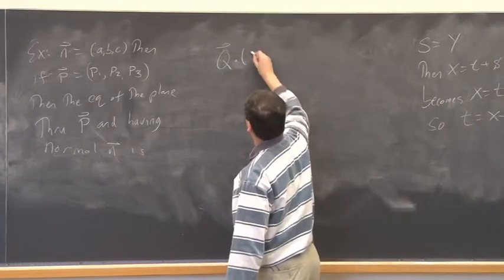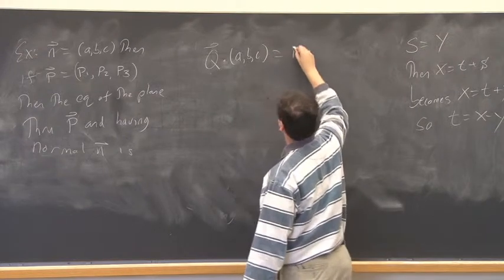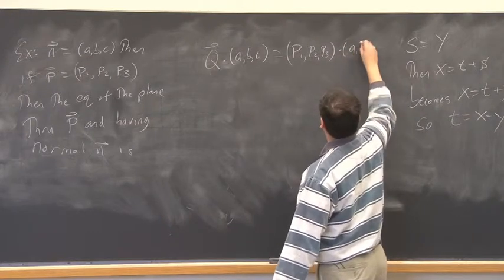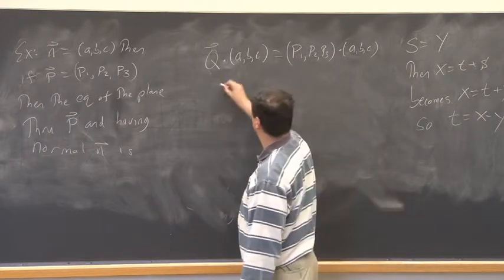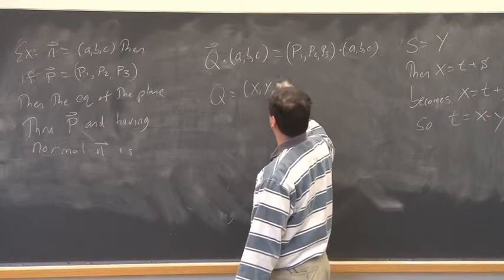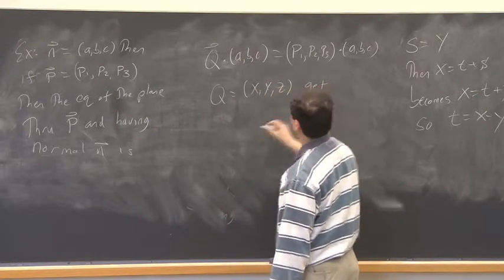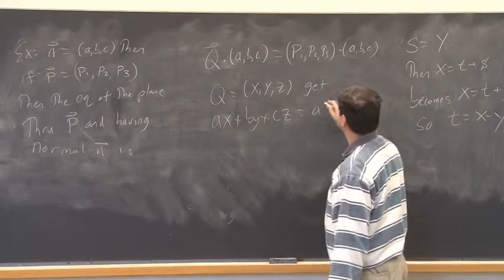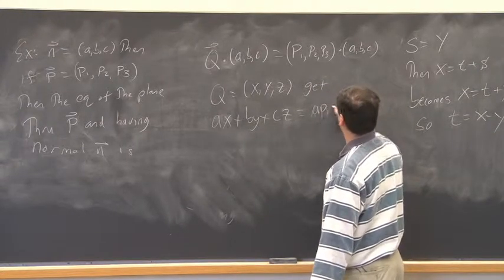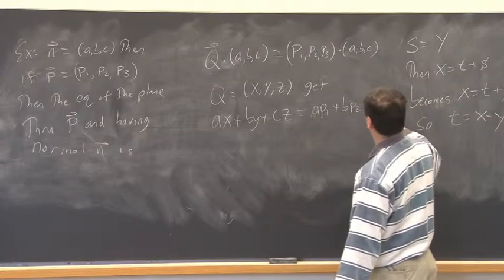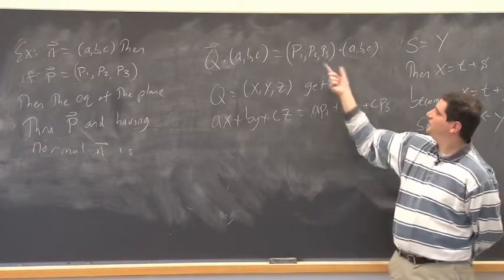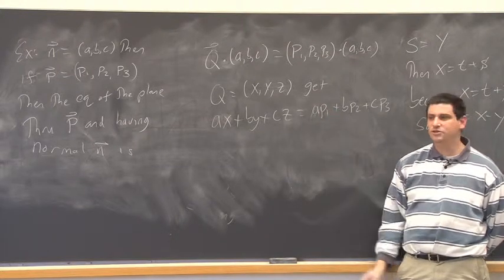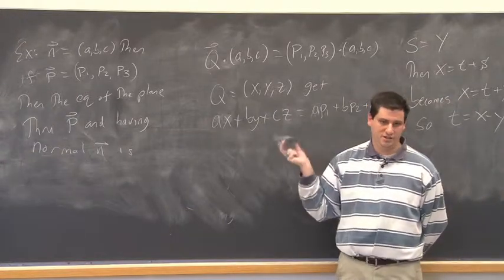So Q dot ABC equals P1, P2, P3 dot ABC. And so if we write our general point Q as x, y, z, we get ax plus by plus cz equals, I'll write it this way, AP1 plus BP2 plus CP3. Does it matter that I'm writing AP1 as opposed to P1A? No. The convention is just normally you write the earlier letter in the alphabet first.